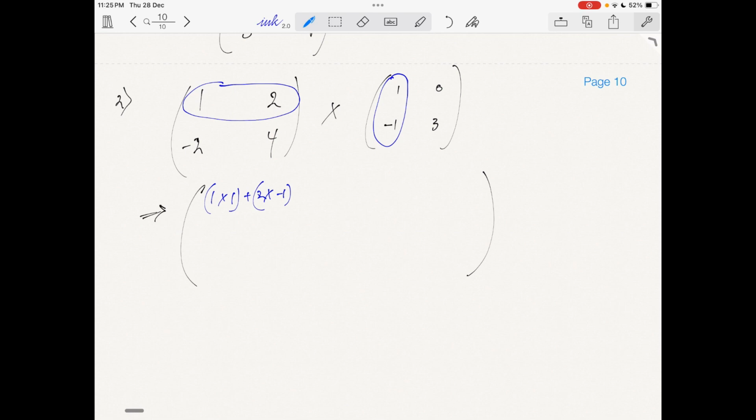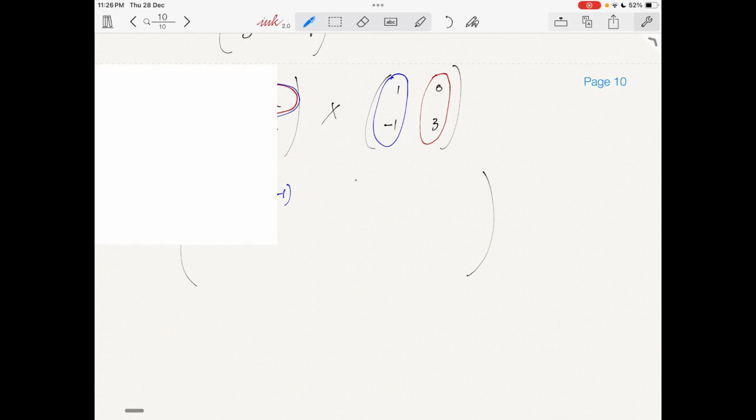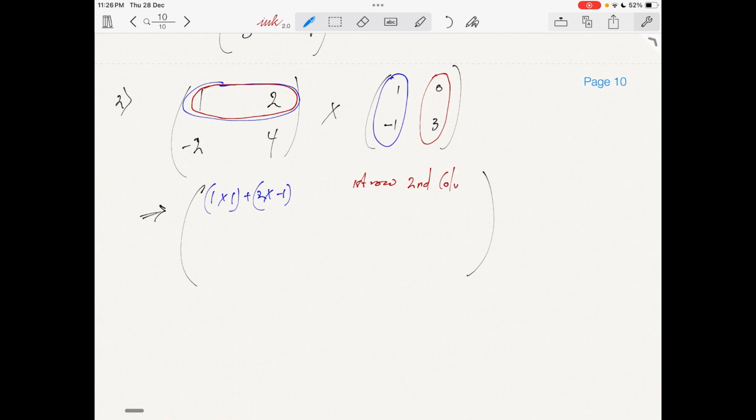Since we have taken all the components there, the second one will be to multiply the first row of the first matrix by the second column of the second matrix. Okay, we are moving from the first row, first column to the first row, second column. So we take the first row of A and the second column of B. So that has 1 by 0, plus 2 by 3.